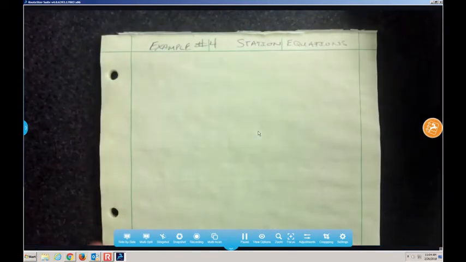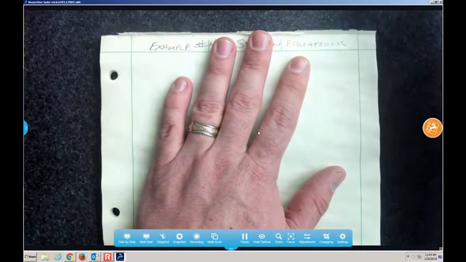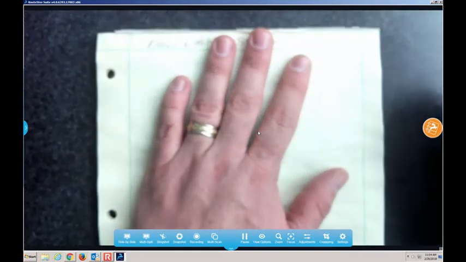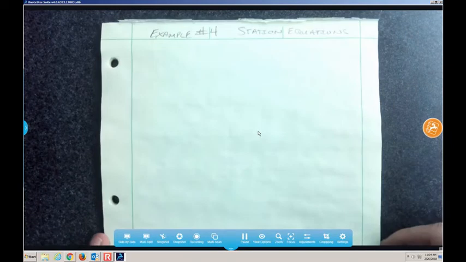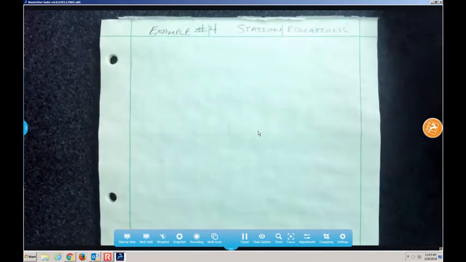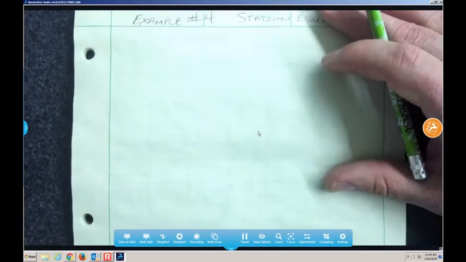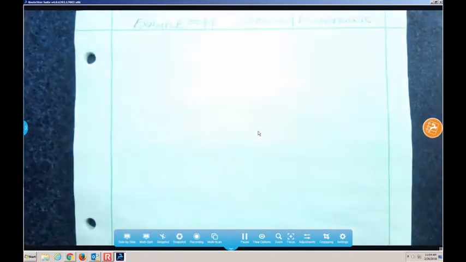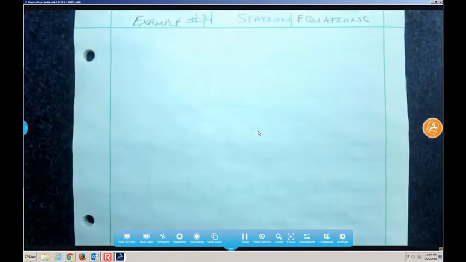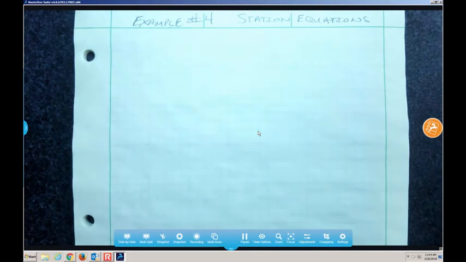Ooh, gotta fix that. Okay. See if this helps. It makes it sort of dark in here. Alright.